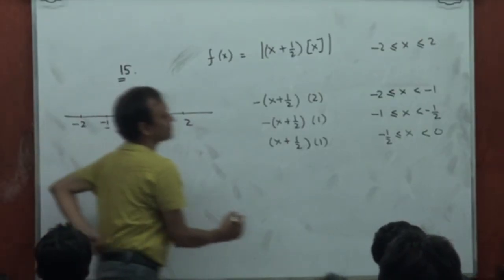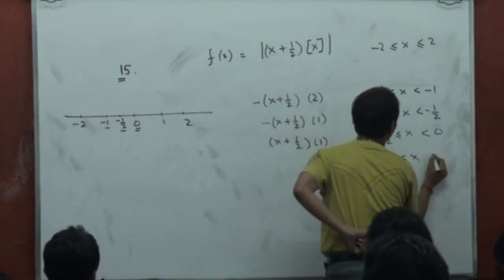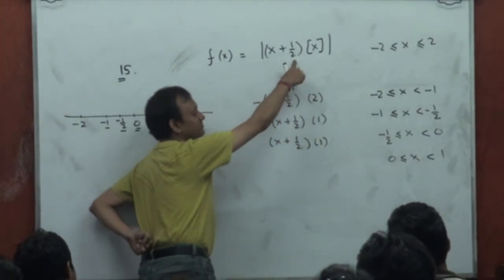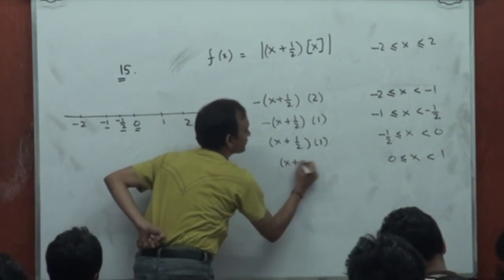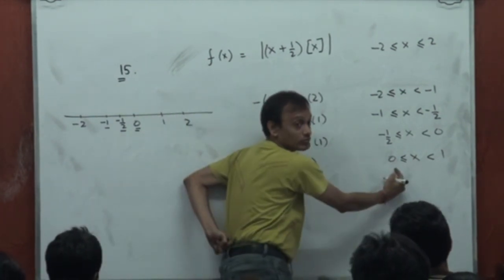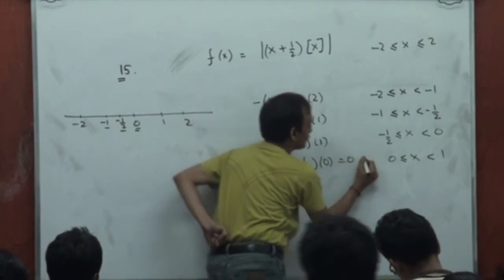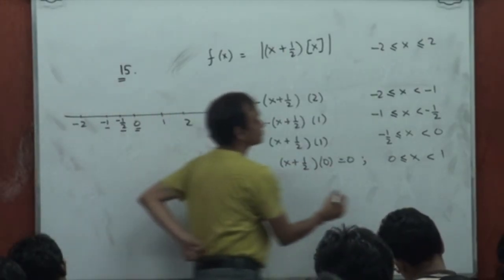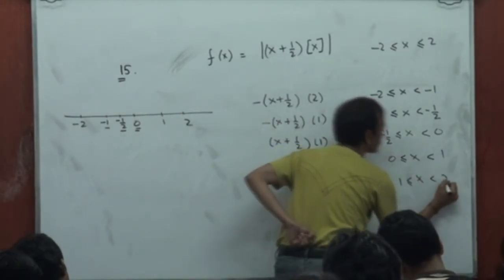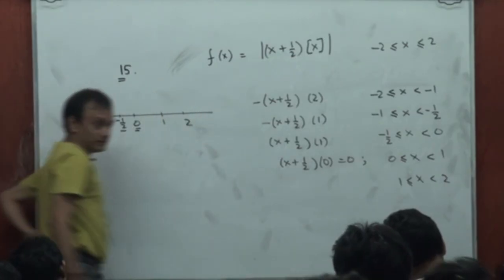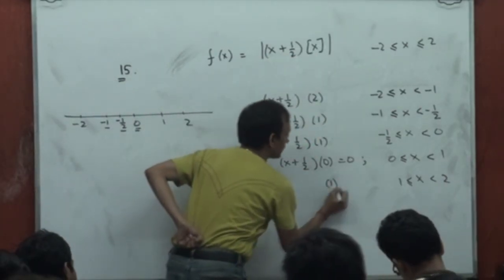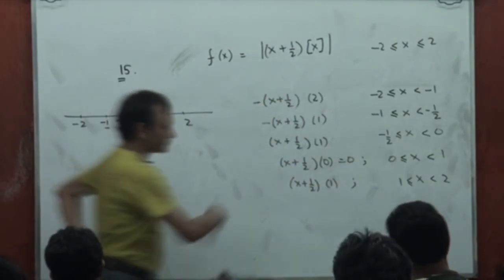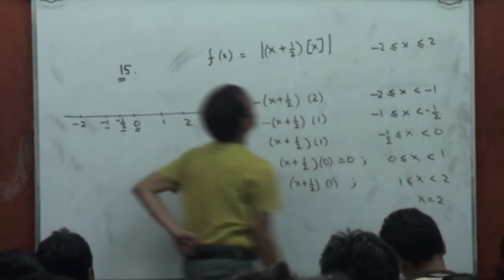And then x greater than or equal to 0 but less than 1. In this interval, x is anyways greater than -half. So mod x plus half will be x plus half, and box x will be 0. Right? And then 1 to 2. In this interval, box x would be 1. So 1 and x plus half. That's this interval.